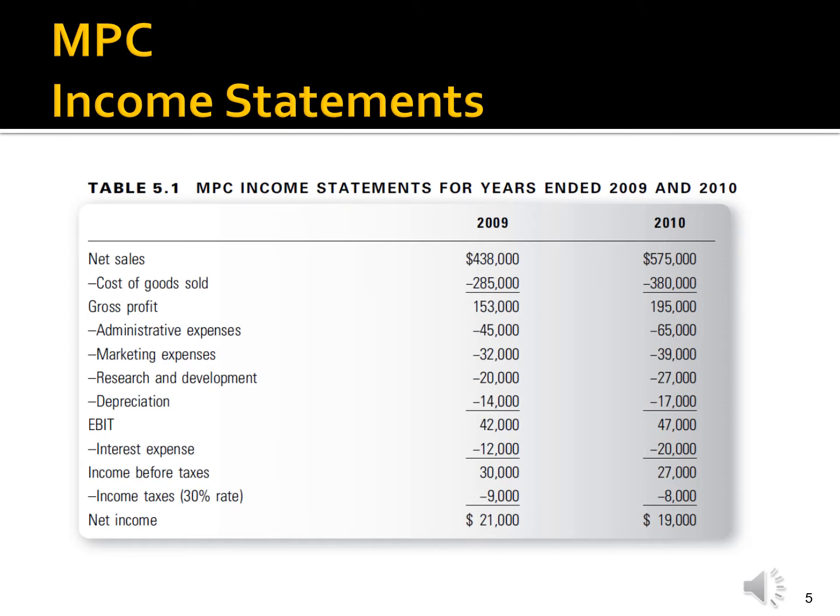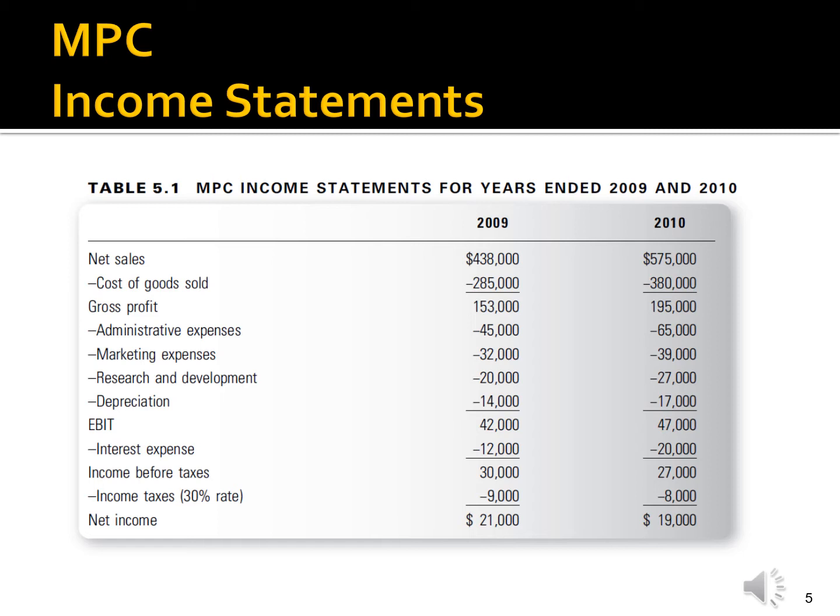There are three sources to measure financial performance of the venture, which are the income statement, balance sheet, and statement of cash flow. So in the example MPC income statement here, comparing 2 years, 2009 and 2010, basically this is the format starting from the net sales of the goods sold.